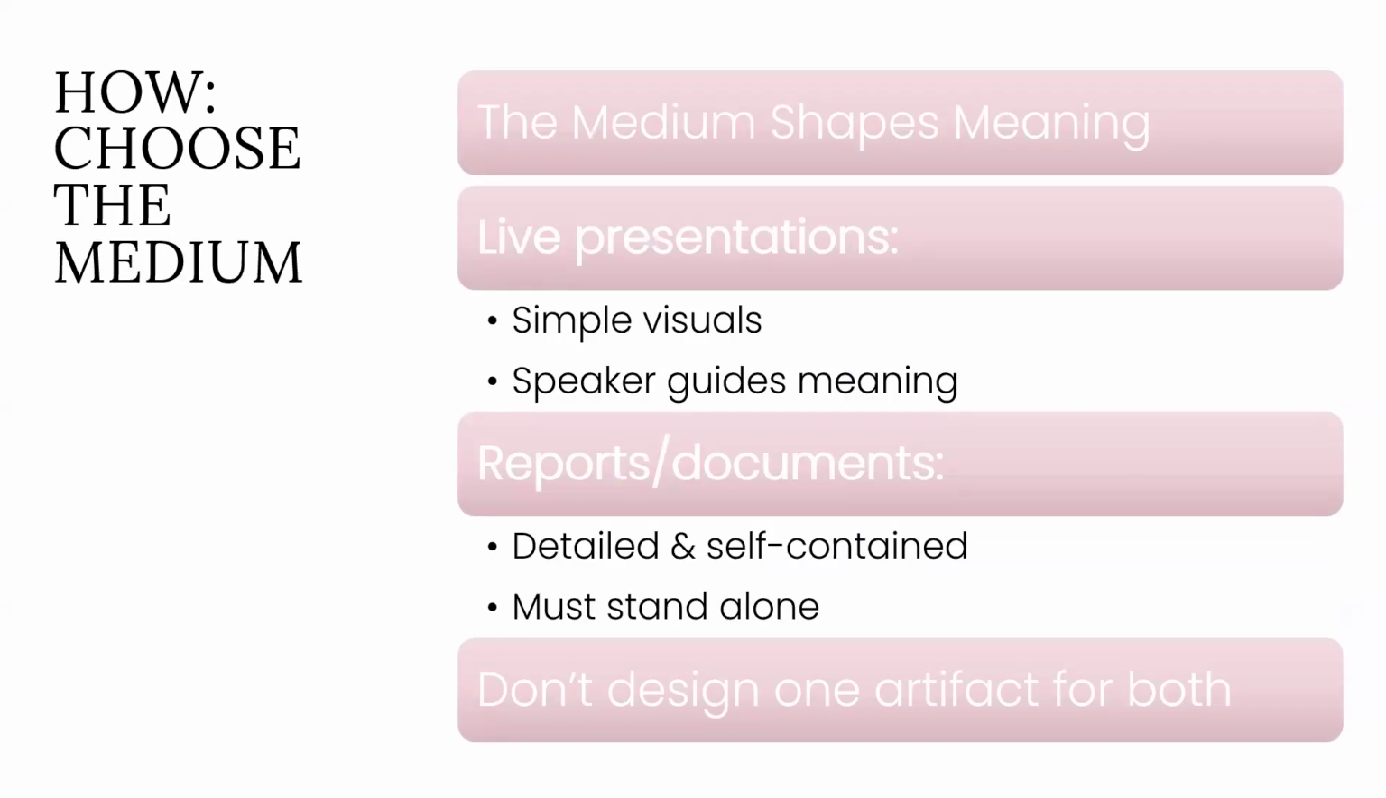The form of communication shapes meaning. The medium determines how information is consumed, how much control the communicator has, and how the structure must be embedded in the content itself. Live communication allows for guidance, pacing, and adaptation. It enables real-time explanation, clarification, and emphasis.